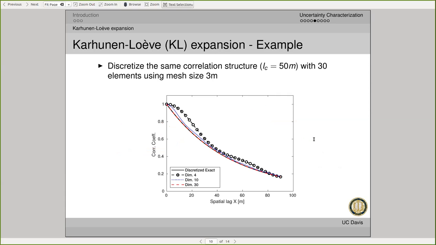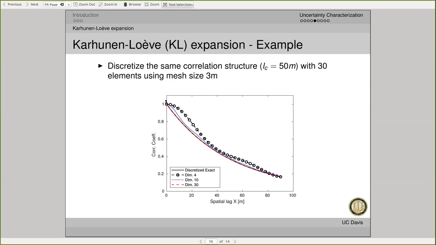So we can increase the accuracy of our discretization. We can increase the number of elements in the model. We can reduce the mesh size to 3 meters. So now we have 30 elements to quantify such a 90 meter long random field. And you can see here, now we have a much smoother discretized exact correlation structure. And originally dimension 4 could fully capture that not very accurate discretized correlation structure.